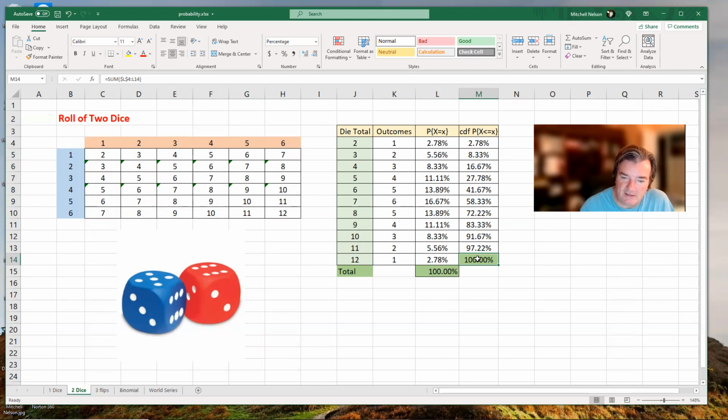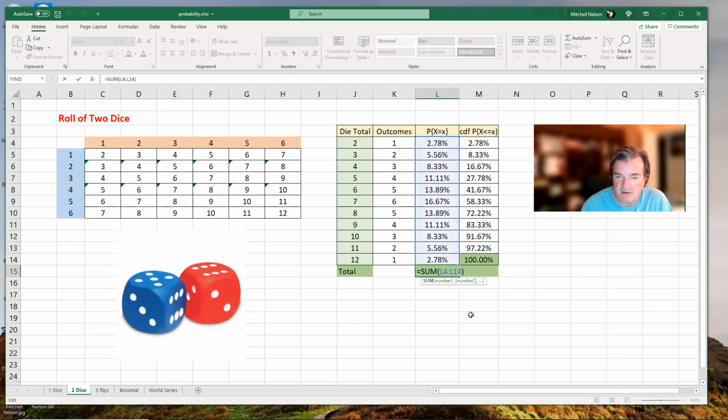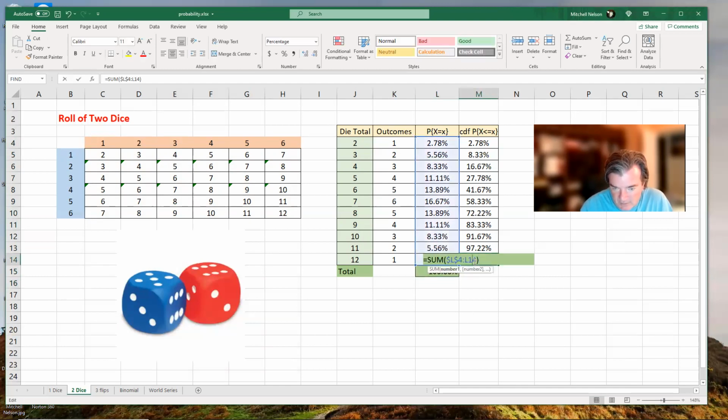So once again, the cumulative distribution function for the final number, the highest number, should always be 100%. Also, if we added up all the probabilities of all the possible outcomes, that should also equal 100%. So we sum those up, and that adds up to 100. And this one is the probability of all of these added together. So that's just like this 100% and this 100%, that's a sanity check for us.